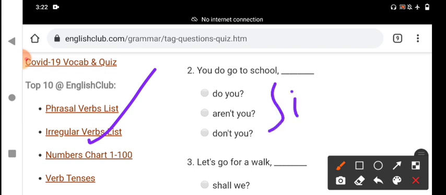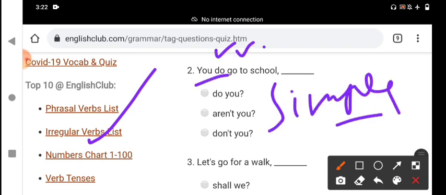"You go to school" is simple present tense. Do is V1, go is V1. It is an assertive sentence, so it is affirmative, and we should add the negative question tag. If the statement is positive, the tag is negative. If the statement is negative, the tag is positive. That is the grammar rule, my dear students.